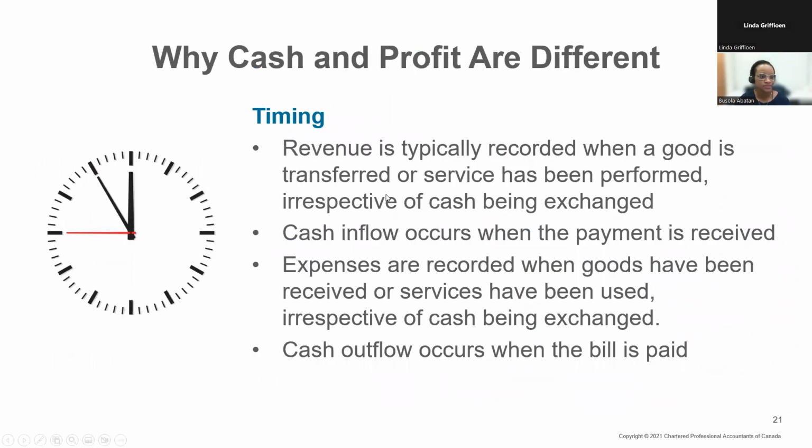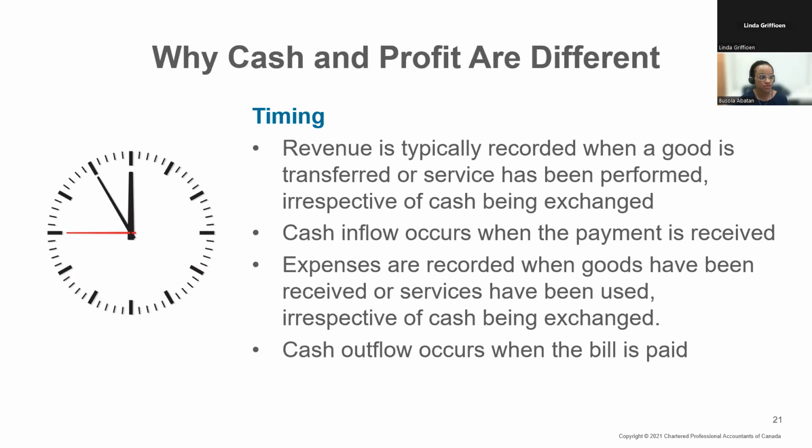So now we saw in the previous slides, we talked about the profit of a business as well as the cash. Why would they be different? It's just like the question Linda asked before: how can a business have profits and then not have any cash, or have negative cash in the bank? There are several reasons why that happens and why cash and profits are different.